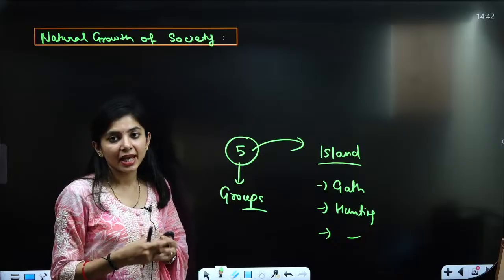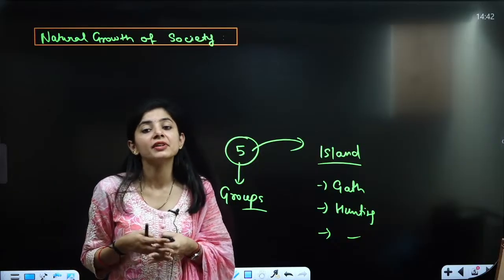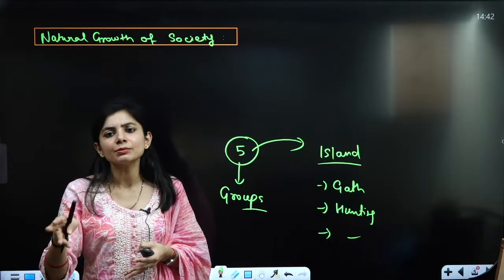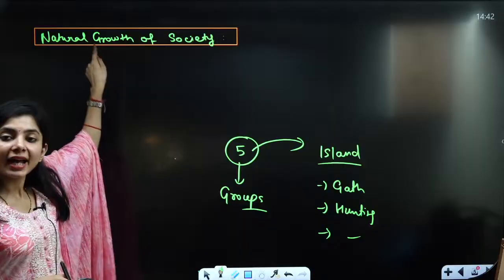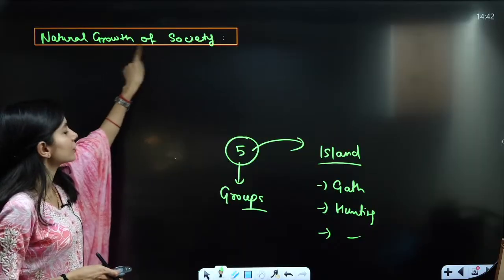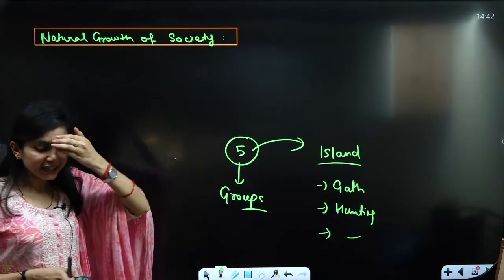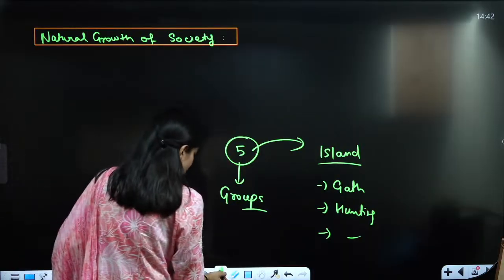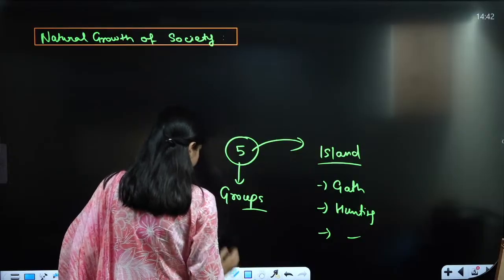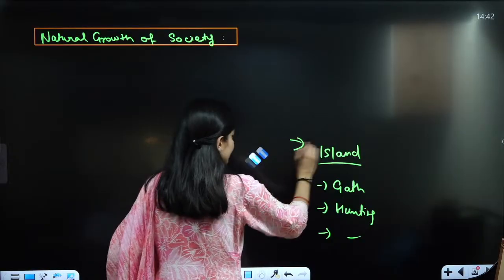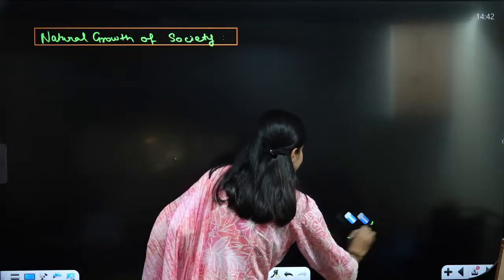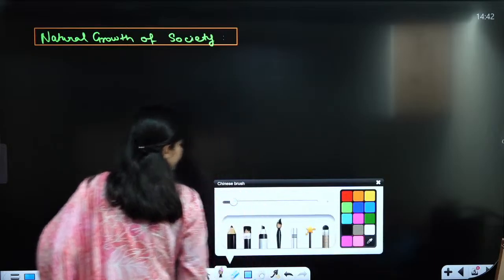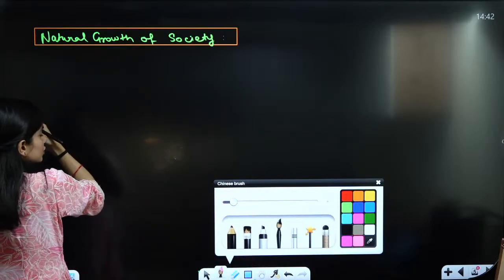And to have rules and regulations, we require what? We require government. If not government, then some sort of leadership. And this is what Aristotle was referring to as the natural growth of society. So Aristotle had specified that society evolves in terms of some stages. This example was just to make you understand why we created the society. Now let me refer here to the natural growth of society.